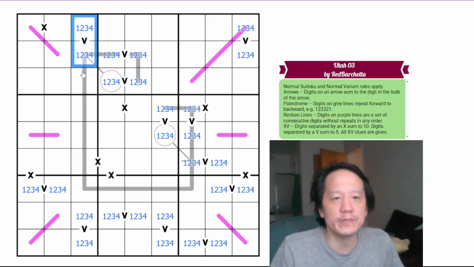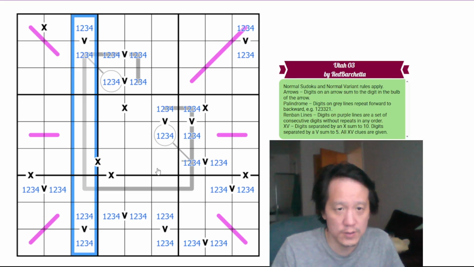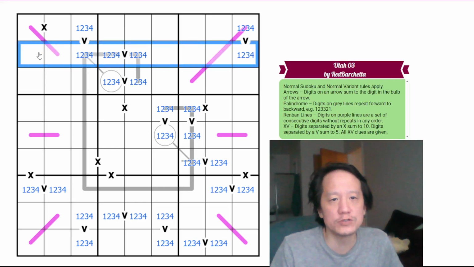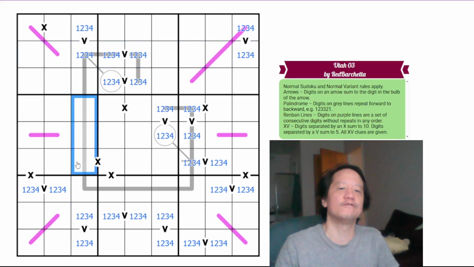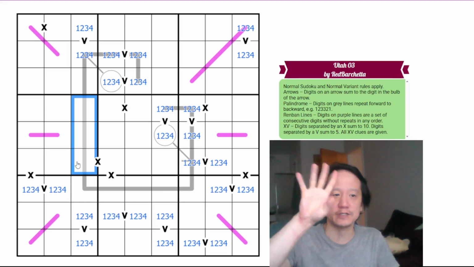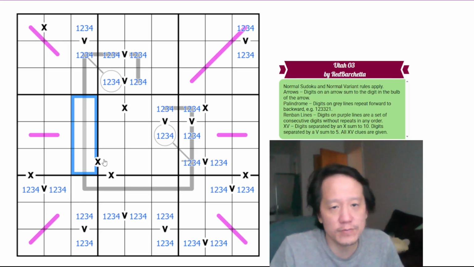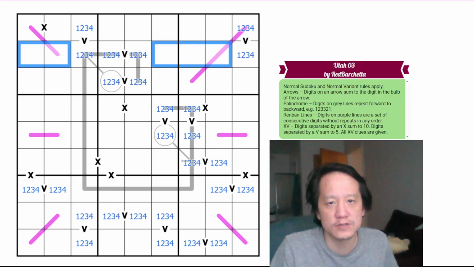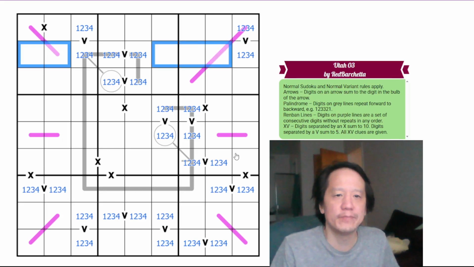Well, what are the remaining digits in boxes or columns or rows which all have 1 through 4? We know they have to be 5 through 9. So we're looking for any rows, columns, or boxes which already have 4 cells that must contain the digits 1 through 4. Well, this is pretty simple. There's a whole bunch of them, actually. Row 2 satisfies that, so this is 5 through 9. But let's go through the more obvious ones.